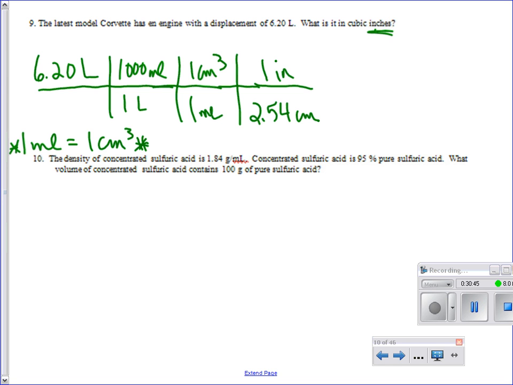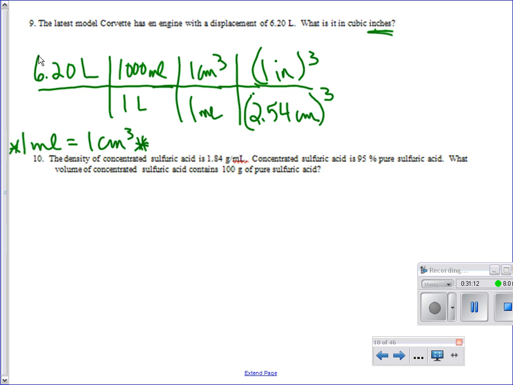Okay, so I can't cancel out centimeters and centimeters cubed. So what do I have to do? Now cube this and this. So whoever asked me, do I need to cube the mils? Do you see why you don't? 1 mil is 1 cubic centimeter. But in order to cancel those centimeters, I need to cube this relationship. What I cube up on top, I have to cube on bottom. When I cube the unit, I also cube the number.